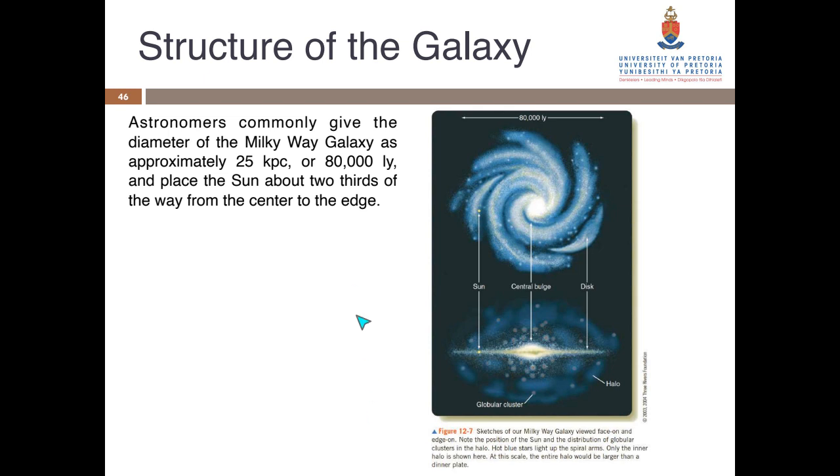So astronomers commonly give the diameter of the Milky Way galaxy as approximately 25 kiloparsecs or 80,000 light years, and place the Sun about 2/3 of the way from the center to the edge. This is one of the important images of the galaxy, and we will use it quite regularly. Here we can see the central bulge. If you look at it from the side, this is how it will look. Here we can see globular clusters. This fuzzy patch is the halo of the galaxy, and this is part of the disk, and here we can see the location of the Sun.